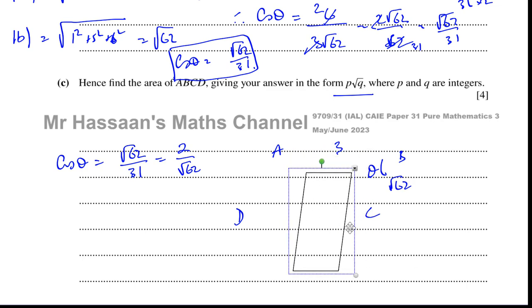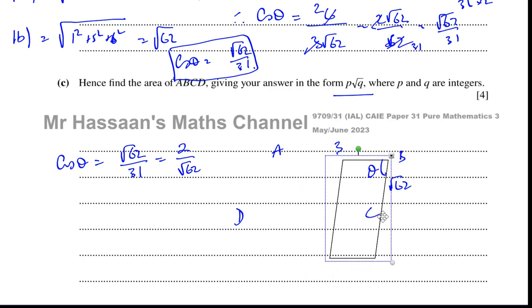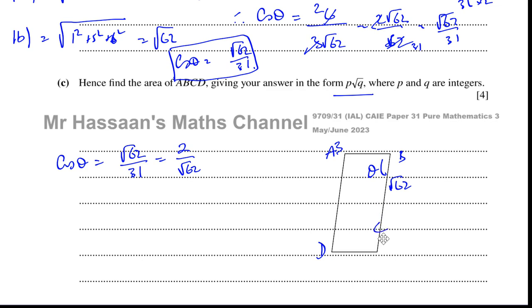Where A is here, and D is here, and C is here. That's root 62, and that's 3, and here is theta. So this side is actually shorter than that side. Root 62 is more than 3, of course. So that's how it actually looks, but it doesn't matter when we do the diagram for the vectors. But that's how we know it looks now.